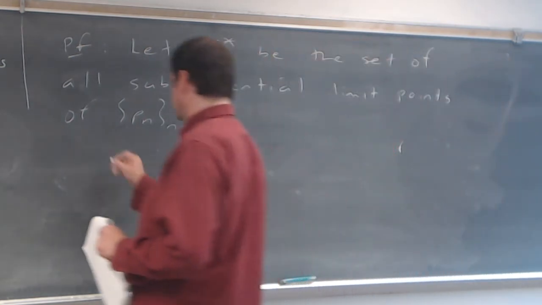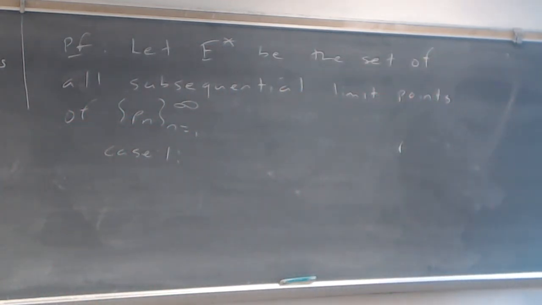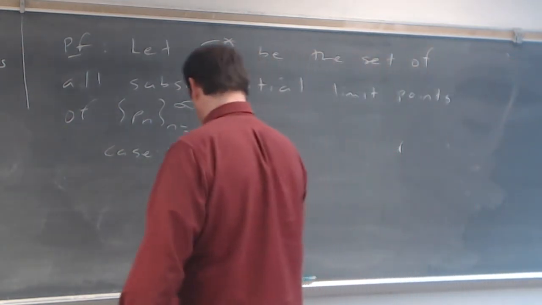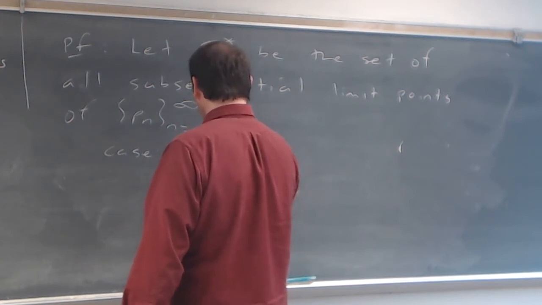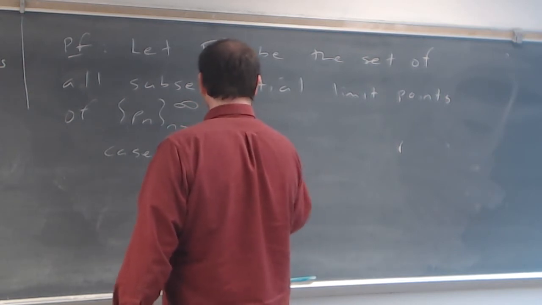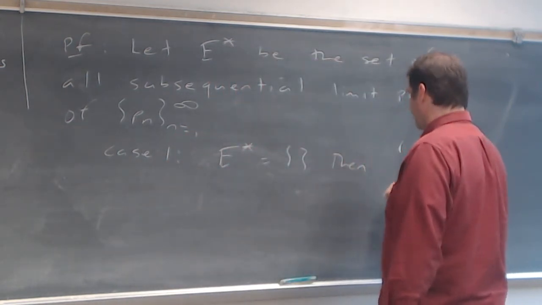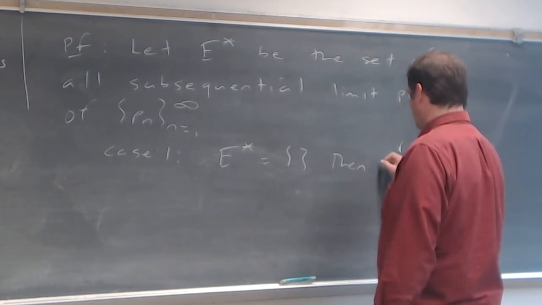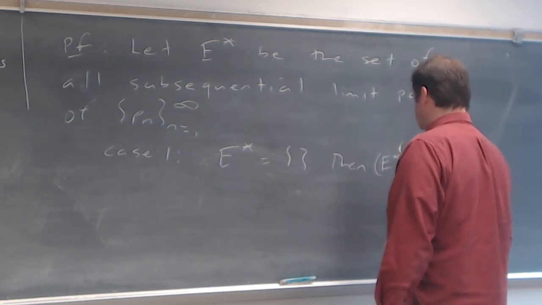So I'm going to look at some cases. Here's case one. It can be the case that there are no subsequential limit points of P sub n. Okay? That the sequence doesn't have any subsequence that converges. So here, case 1, as I've written, is that E star is equal to the empty set. Then E star complement equals X itself.